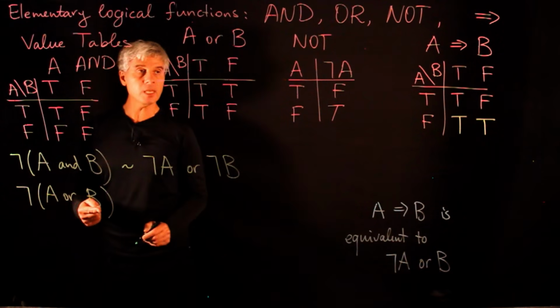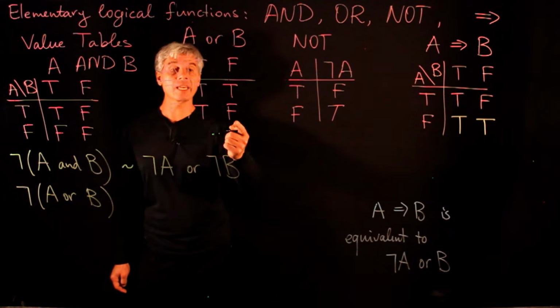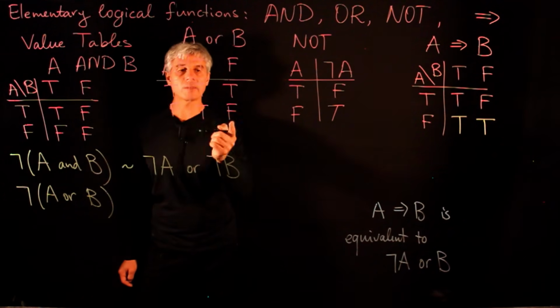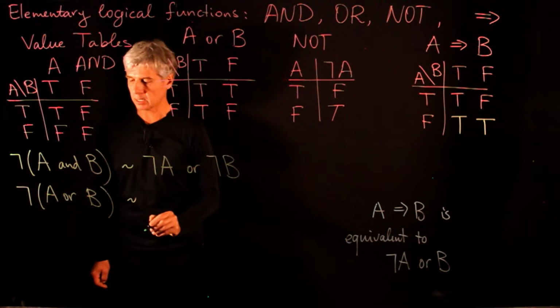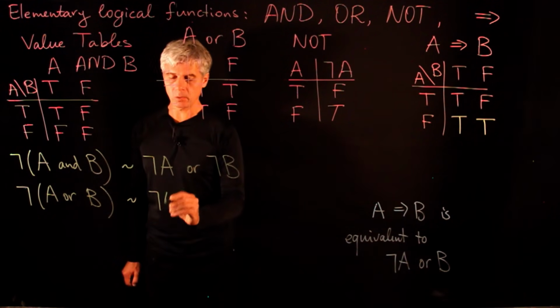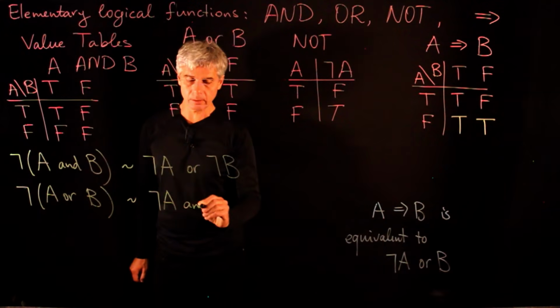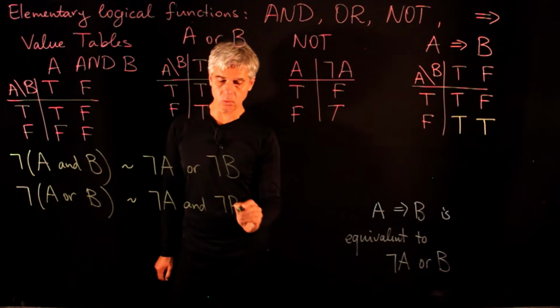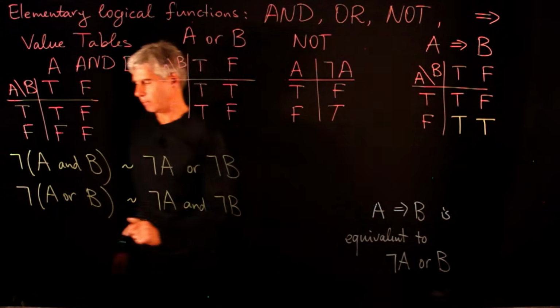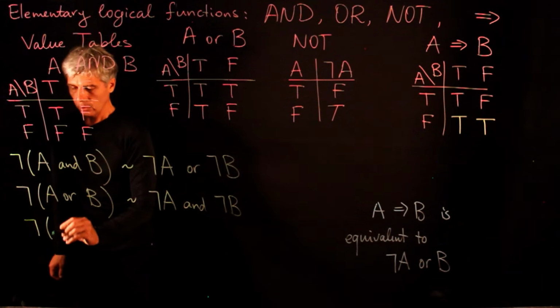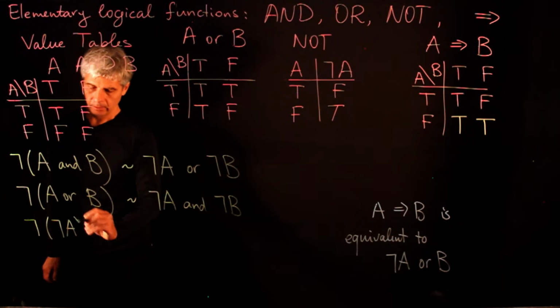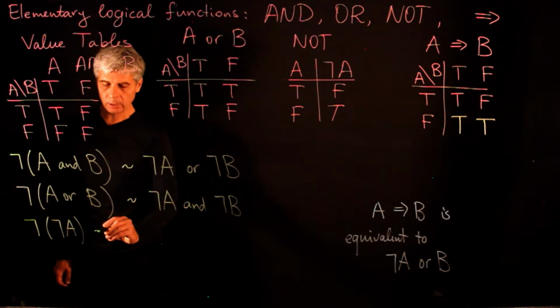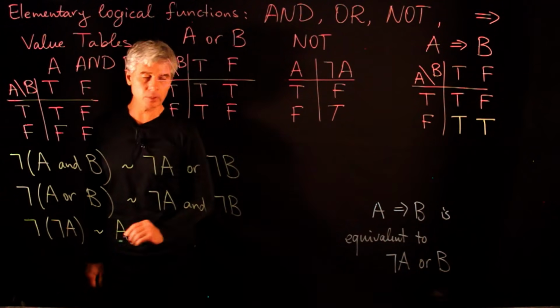So A or B is false only in one case, when A is false and B is false. So this is the same as saying that not A is true and not B is true. And finally, the negation of not A. So the double negation disappears. So this is just equivalent to A.